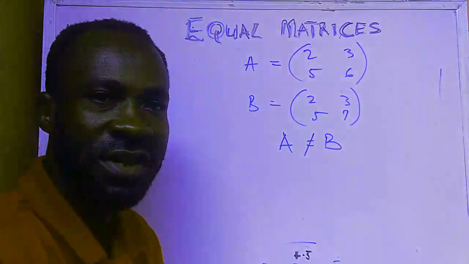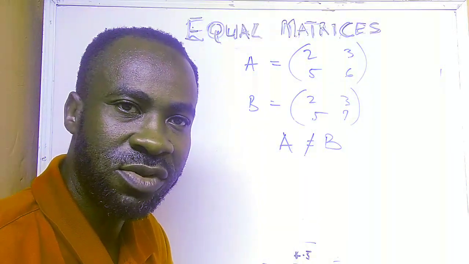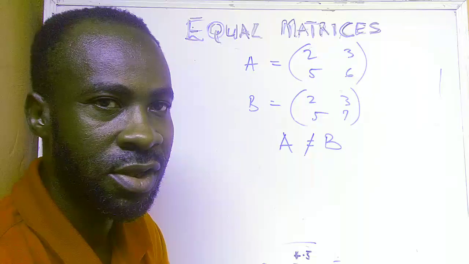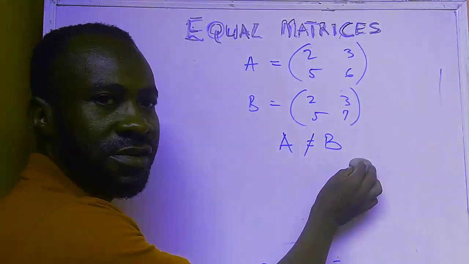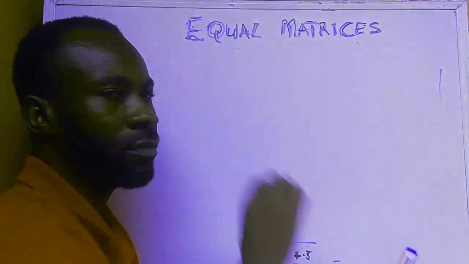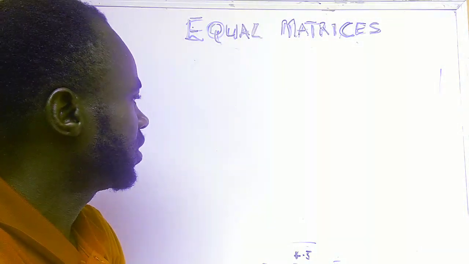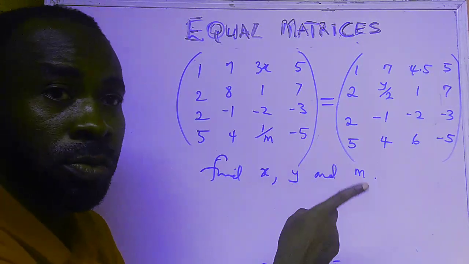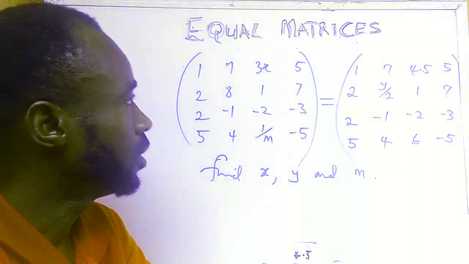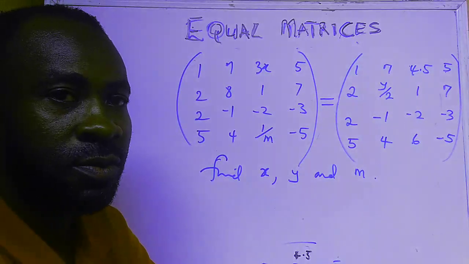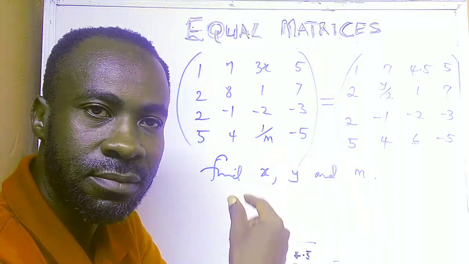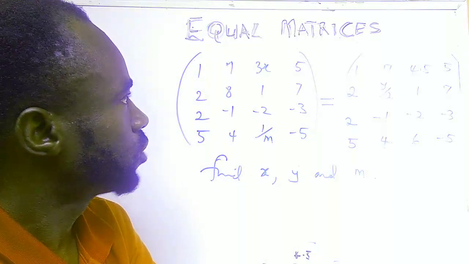So with this knowledge of equal matrices, we'll be able to solve some problems that have to do with matrix equations. Let me give a very simple one here on the board. So for example, if you are given something like this, we'll be able to solve for x, y, and m. All we have to do is locate their positions and locate their corresponding elements.